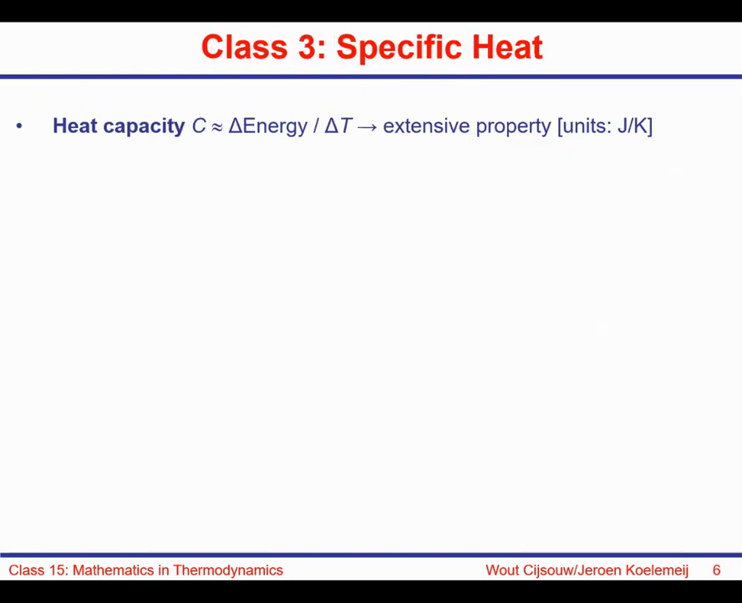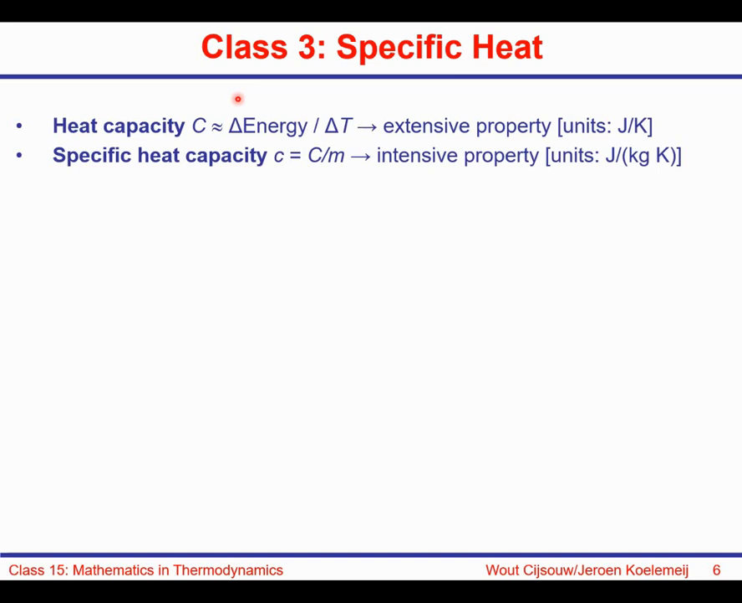Okay, as already announced by Wout, we will also talk about heat capacity. So what is heat capacity? Well, it's basically the amount of energy that you need to warm up a certain amount of substance by a certain increase of temperature, I should say. This is sometimes denoted by capital C, and it's an extensive property with units joule per Kelvin, and it depends, of course, on the amount of substance or the mass of the substance that you are considering.